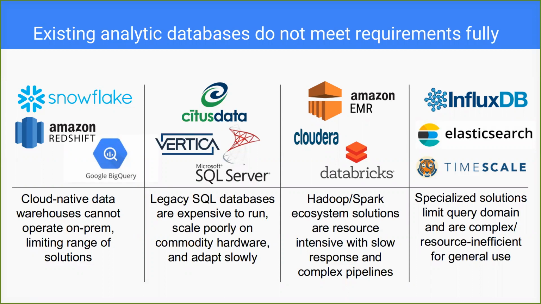Look at, of course, the Hadoop ecosystem, including things like Databricks. These can deal with massive quantities of data, but they're relatively resource intensive and they give slow answers. So if you're looking for something where you're getting answers back in less than a second, this is not your solution. And then finally, there are specialized databases like InfluxDB or Elastic, which solve particular point problems well, but they're often complex to manage and can be very resource inefficient as you extend them to more general problems.